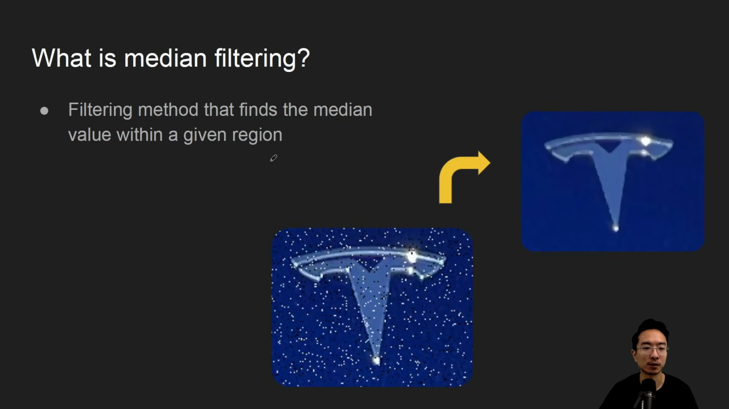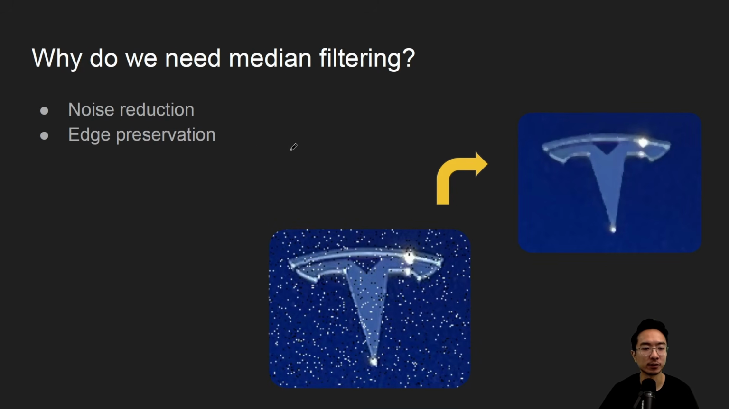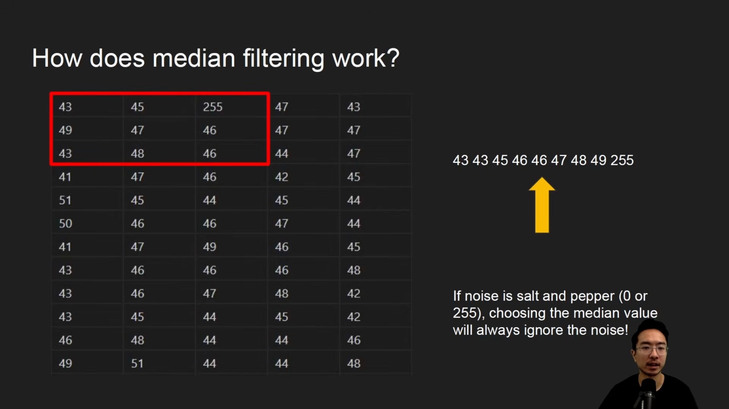So what is median filtering? It's a method that finds the median value within a given region. We'll see how that works later on. Why do we need median filtering? It's good for removing noise and, in some cases, preserving edges. And how does it work?